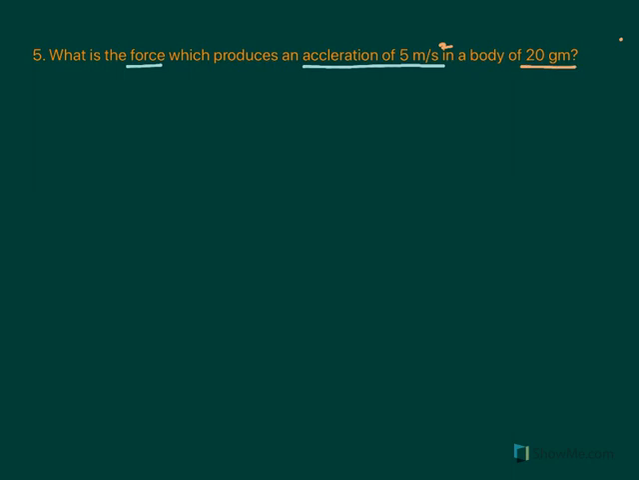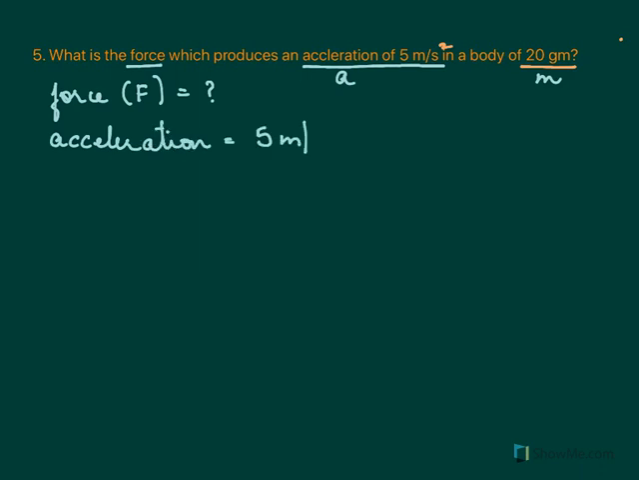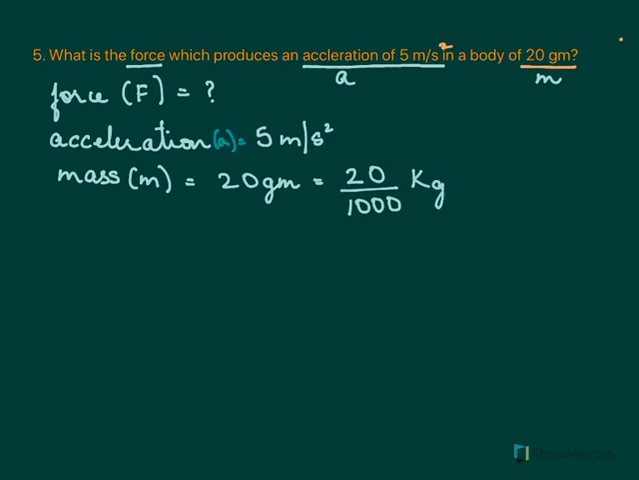What is the force which produces an acceleration of 5 meter per second square in a body of 20 grams? So the force we need to find. So force, that is the F, is our question. This is our acceleration and this 20 is our mass. So acceleration is 5 meter per second square, and mass, which is m, is 20 grams. Now this 20 gram is not an SI unit. We need to convert it into kg. So we need to divide it by 1000 to make it into kgs. So we get 20 over 1000 kgs.